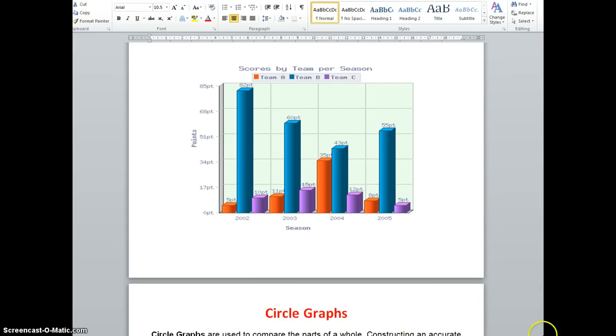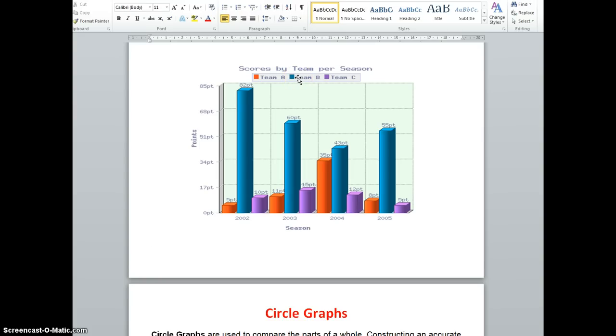Again, you can see that this bar graph has a title, scores by team per season. So maybe this is a professional soccer team, and the managers of the team are trying to figure out how many goals they've scored. And there's a scale here, and there's labels, points and season. So in this graph, there is not just one line per season, there are three. So there's a key, K-E-Y, there's a key right up here. Team A is red, B is green, C is purple. Oh, sorry, that's blue. Team B is blue.